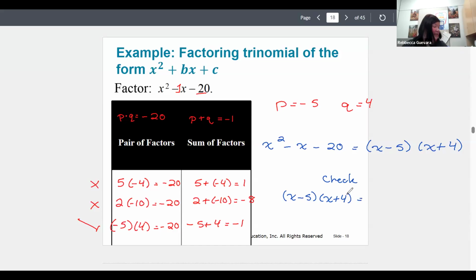And I'd always advise checking, because a lot of times you'll make little mistakes that you don't catch until you check. So x times x, my first is an x squared. Outers, x times 4, 4x. My inners, negative 5 times x, minus 5x. And my last, negative 5 times 4, negative 20. It simplifies into x squared minus x minus 20.